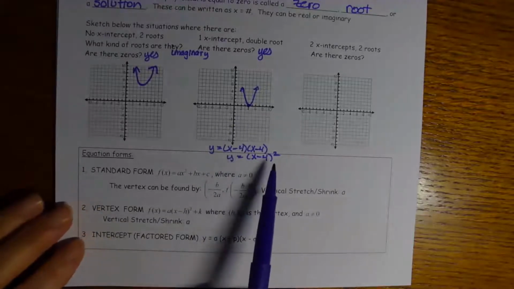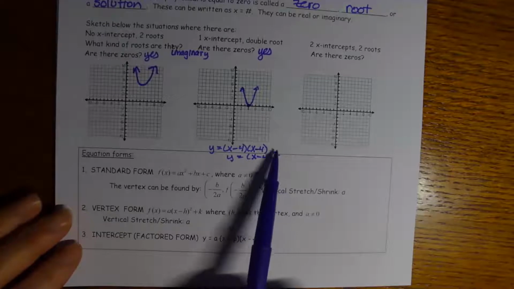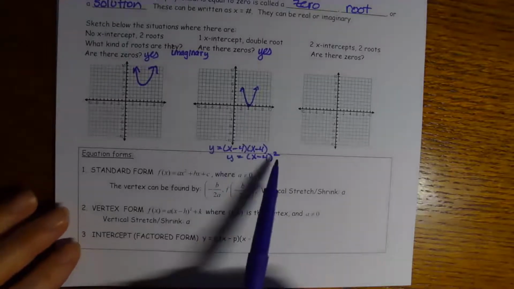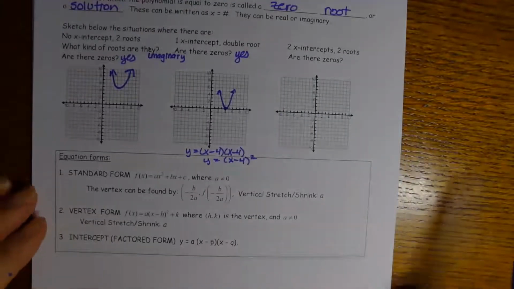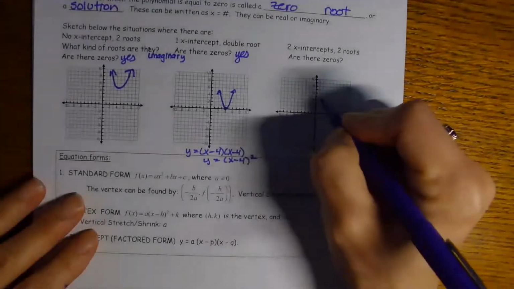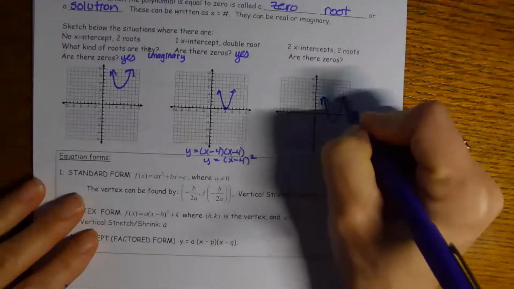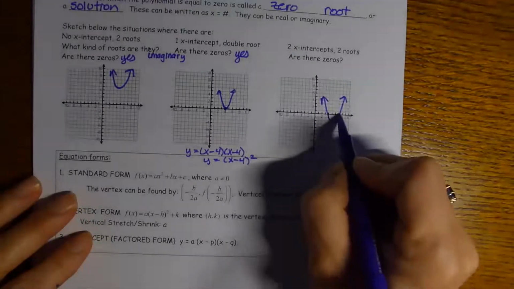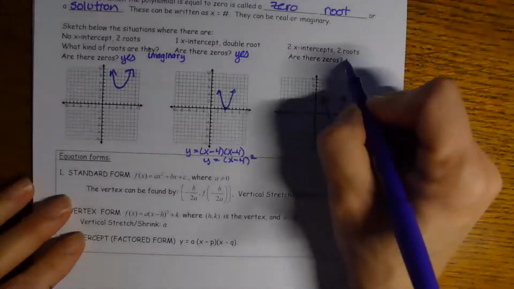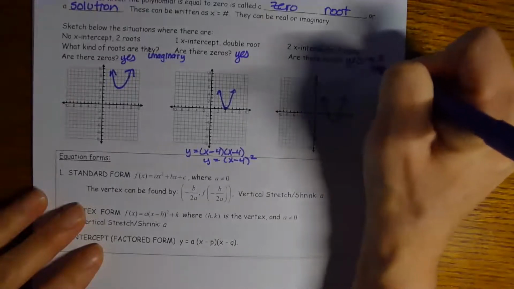I'm kind of foreshadowing. This number is going to be really important. So you've seen that square, you've seen it there. There's a reason for that. 2 x-intercepts, 2 roots. Well, I can draw any parabola, right? I have 2 x-intercepts. They're right there. Are there zeros? Yes. 2 of them, right? 2 real.